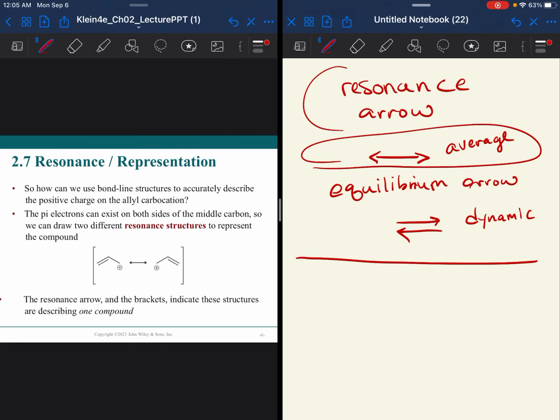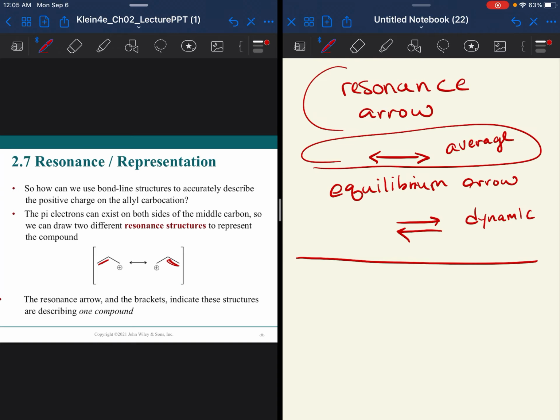And so it's important that you recognize the difference. It is not going back and forth. It is an average of the different structures. So again, like this double bond, the pi bond, it isn't going back and forth, right? Neither one of these two structures is correct by itself. It's something in the middle, right? It's a mule. If this is a horse and a donkey, it's neither one of them. It's a combination of the two.